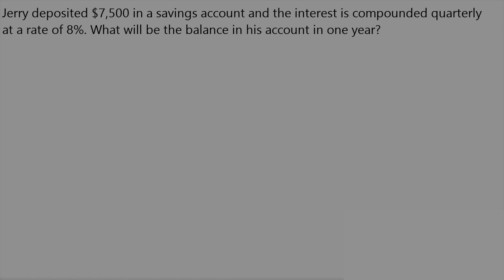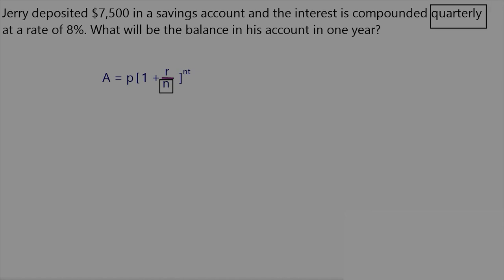Gary deposited $7,500 in a savings account and the interest is compounded quarterly at a rate of 8%. What will be the balance in his account in 1 year? Let's find the amount. This time there will be a little change in the formula since the instructions stated that the interest is compounded quarterly.